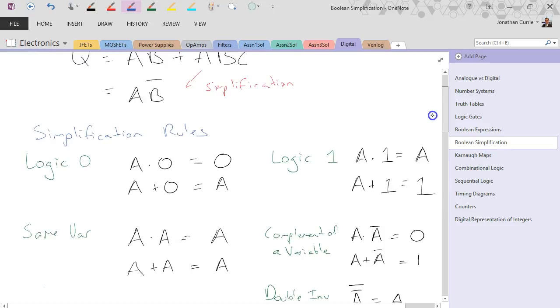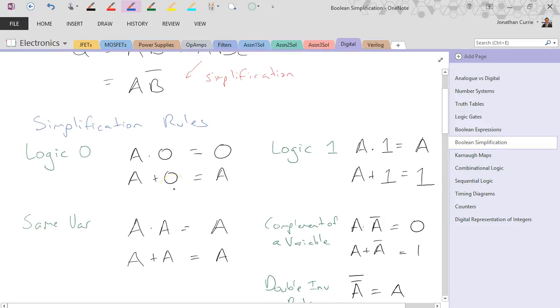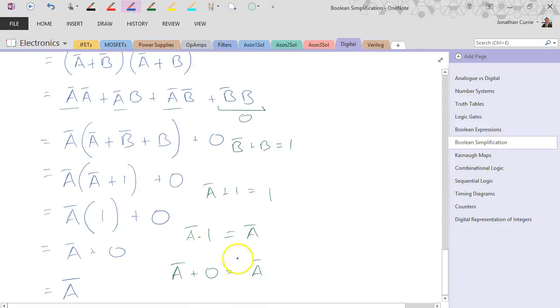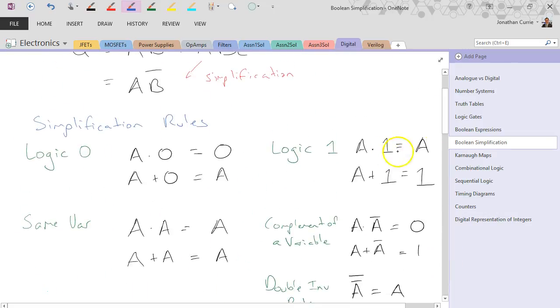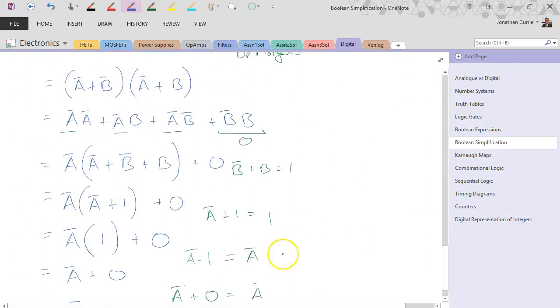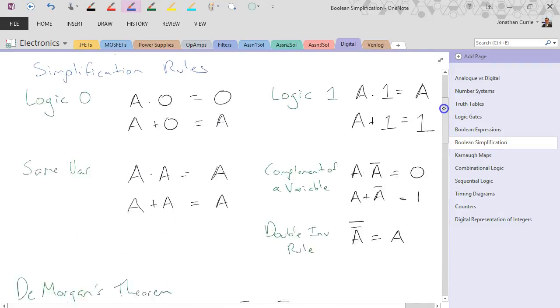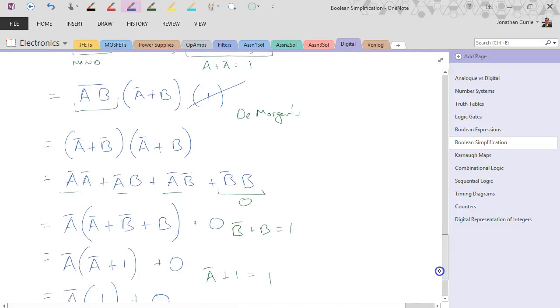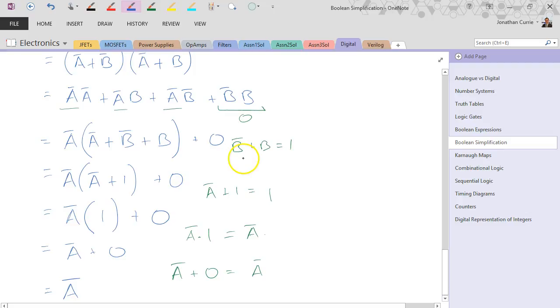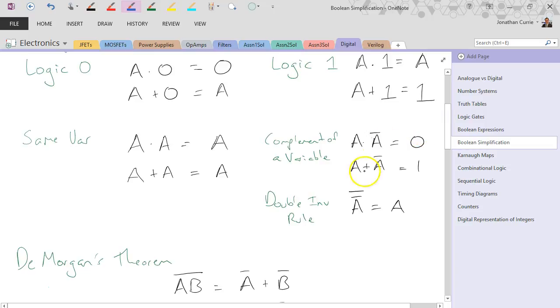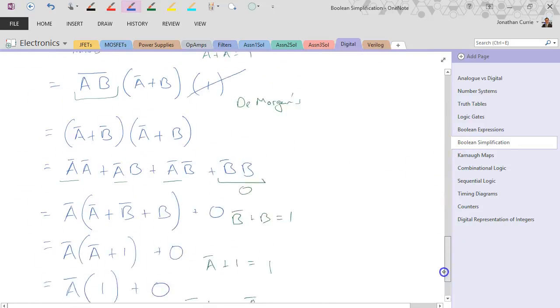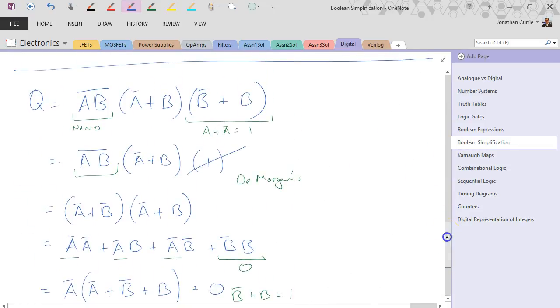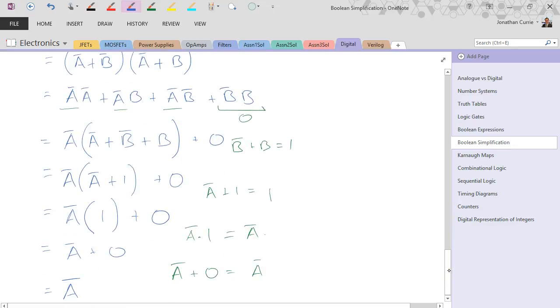Just checking those rules. A or 0 equals A, so that's this one here. A and 1 equals A, this one here. A or 1 equals 1. Not A or A equals 1, as we've done here as well. So that all makes sense. It's a number of steps, easy to make mistakes. You're always looking for the minimal form. You're not just looking for, are we going to do one simplification?